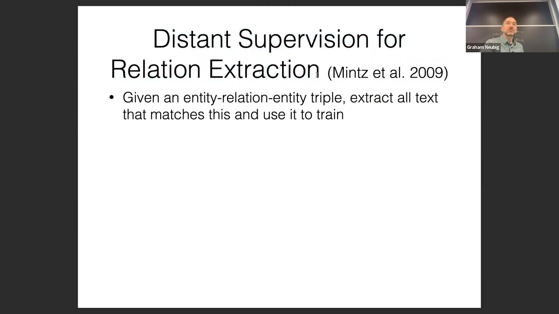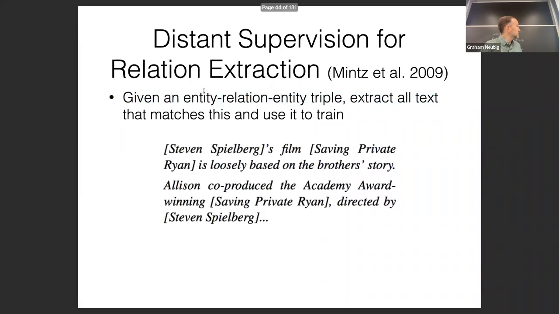The most common way to create training data for this is, instead of actually annotating data, you can create data using something called distant supervision or weak supervision. The way this works is you take an entity-relation-entity triple, and you find all text that matches this and use it to train a predictor.